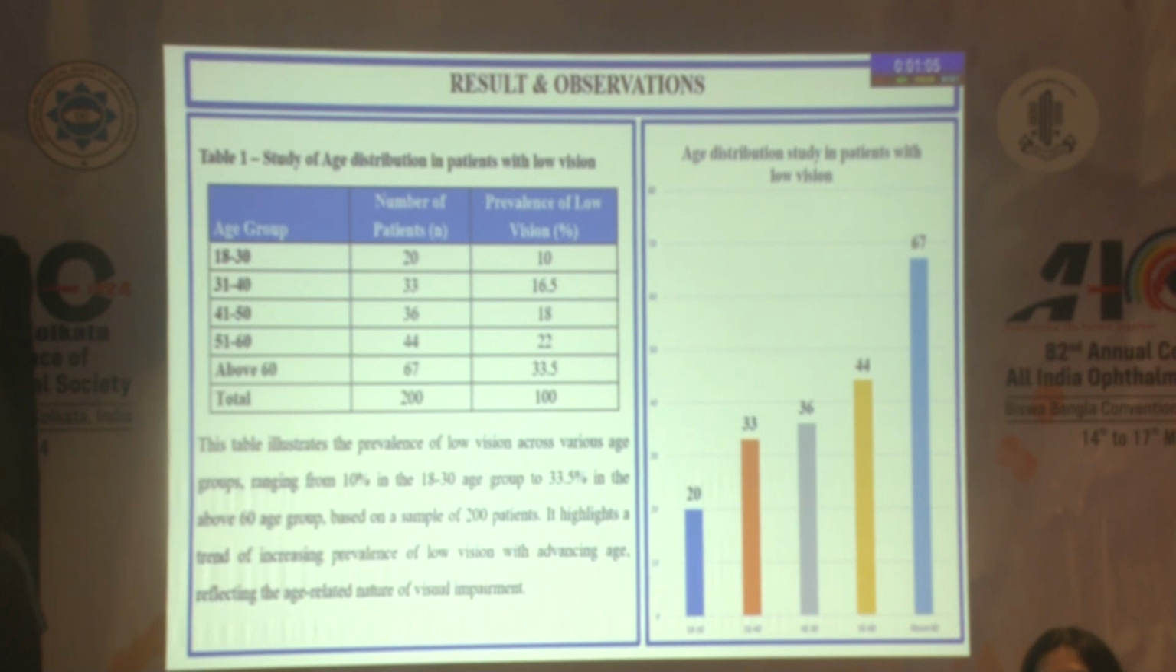Study of age distribution in patients with low vision is as follows. This table illustrates the prevalence of low vision across various age groups, ranging from 10% in the 18 to 30 age group to 33.5% in the above 60 age group. Based on a sample of 200 patients, it highlights a trend of increasing prevalence of low vision with advancing age, reflecting the age-related nature of visual impairment.